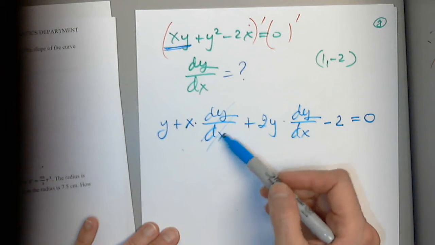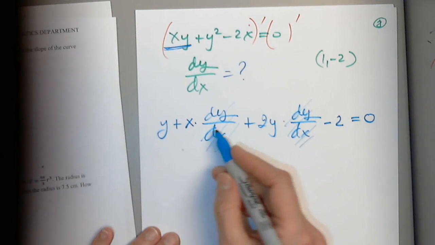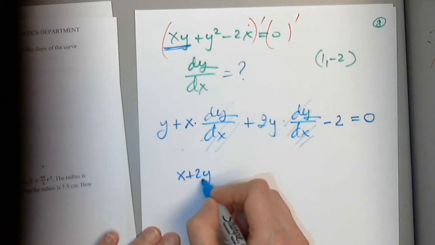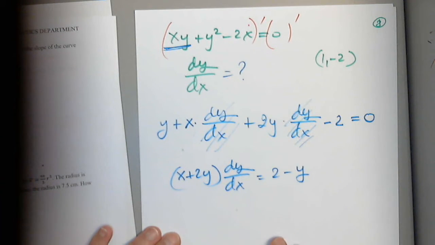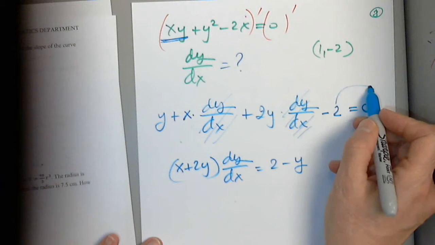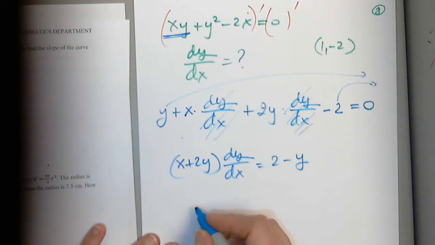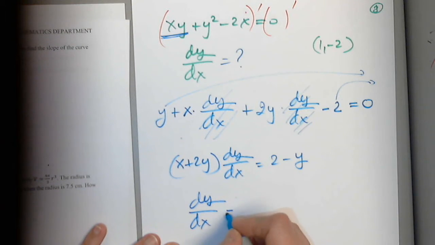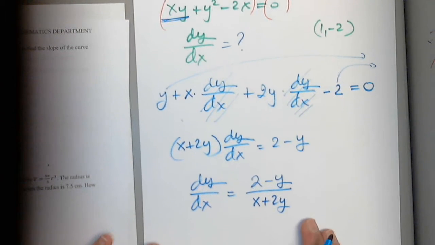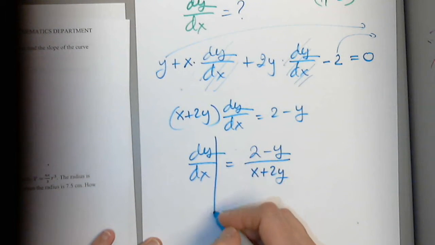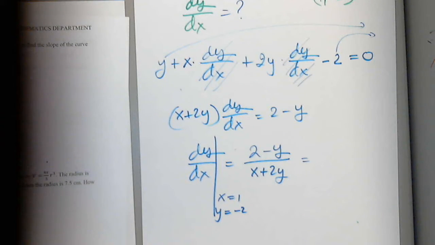And as we know, we are after this piece. So I'll have to move everything else to the other side, and I will factor out. So x plus 2y dy over dx equals 2 minus y. I moved 2, it became positive. I moved y, it became negative. So then dy over dx equals 2 minus y over x plus 2y. And they're only asking us to evaluate when x is 1 and when y is -2.